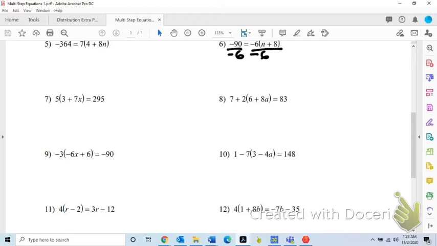So we divide both sides by 6. That gives us 15. Now it's a positive 15 because we had a negative 90 divided by a negative 6. When you divide two negatives, you get a positive. So 15 equals n plus 8. And then we just go ahead and subtract 8. We get 7 equals n. For number 7, go ahead, hit pause.